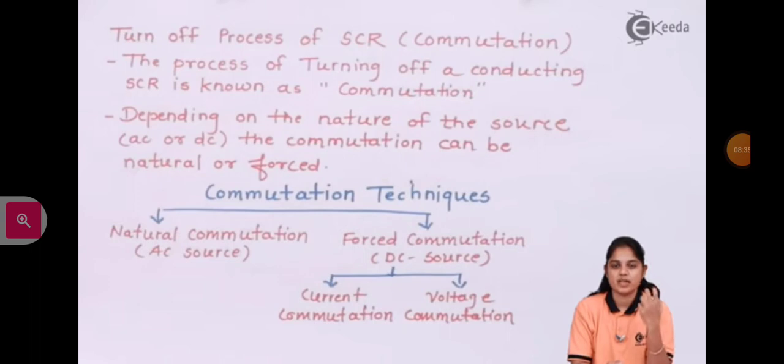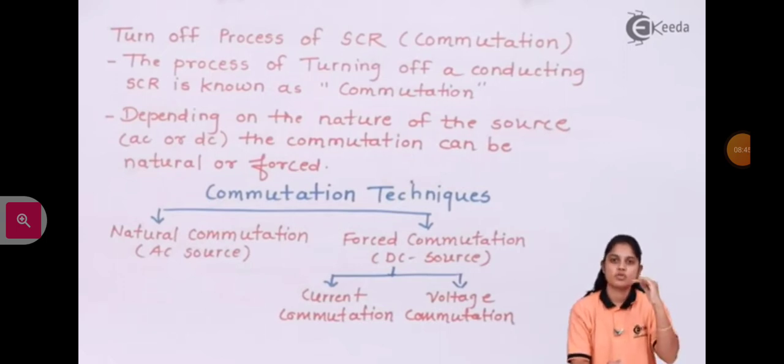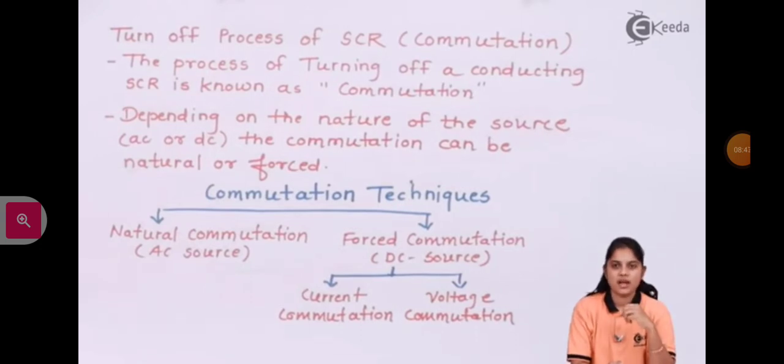If we want the SCR to be turned off, what is required is that the anode to cathode current should be 0, or it should be below holding current. Once your current comes below the holding current, your SCR can be turned off. That is the requirement to turn off the SCR. So with an AC source, it is natural commutation. Natural commutation means you don't require any external circuitry or external device to turn off the SCR. The SCR as it is will turn off at one particular point.